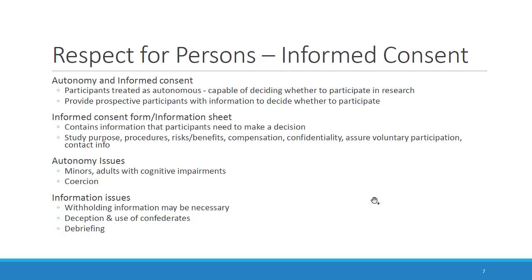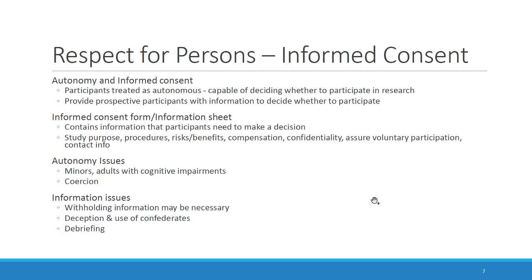An informed consent form or information sheet is used in all research studies, and this contains information that participants can use to make an informed decision about whether or not they want to participate. It also states that participation is voluntary on the part of the participant. These informed consent forms or information sheets often include the study purpose, the procedures involved, the risks and benefits, the compensation or inducements, and confidentiality. They assure voluntary participation, and they provide the researcher's contact information in case the participant has questions or concerns.